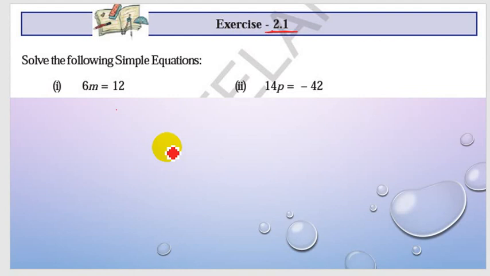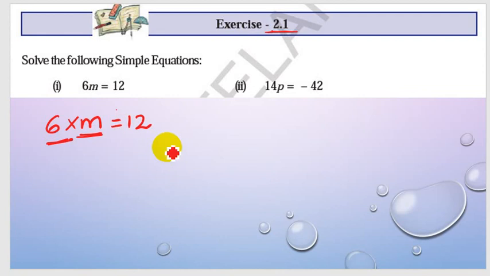If you observe the first question, 6m is equal to 12. While reading the question itself you need to understand how to read it. Everything lies within the reading, right? 6m means nothing but 6 into m. It is nothing but 6 into m is equal to 12. So clearly here m is the unknown which we need to find out, right? Now this unknown is being multiplied with 6, right? Since I need to find out this unknown, I need to transpose this 6. How is this 6 with m? It is in multiplication form, right?